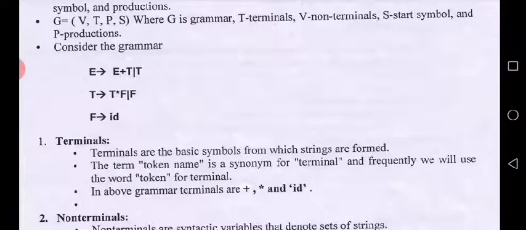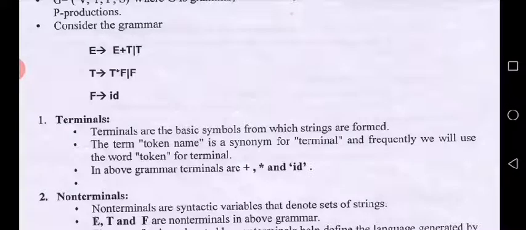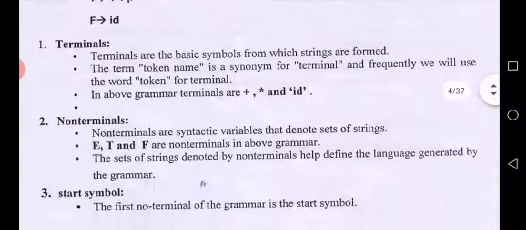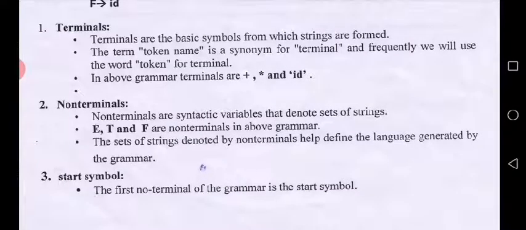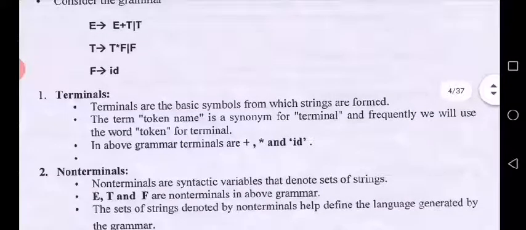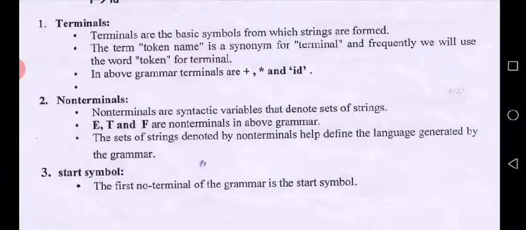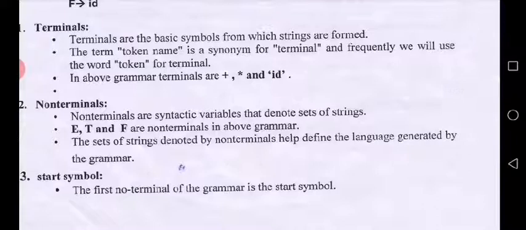Those in lower case, mostly, we consider as terminals. Those in upper case are considered non-terminals. When it comes to non-terminals, non-terminals are the syntactic variables that denote sets of strings. A group of tokens or group of terminals we consider as a non-terminal. In this example, capital E, capital T and F are non-terminals in the above grammar. The set of strings denoted by a non-terminal helps define the language generated by the grammar.